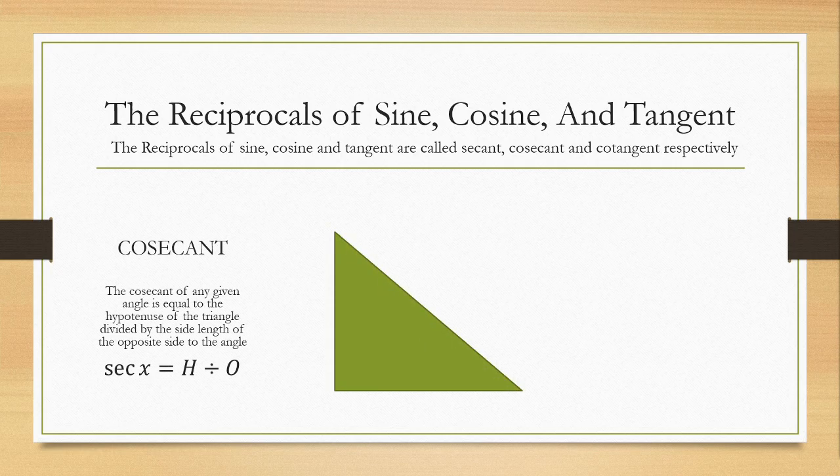Cosecant. The cosecant of any angle is equal to the hypotenuse of the triangle divided by the side length of the opposite side to the angle. So that means it's the reciprocal of sine.